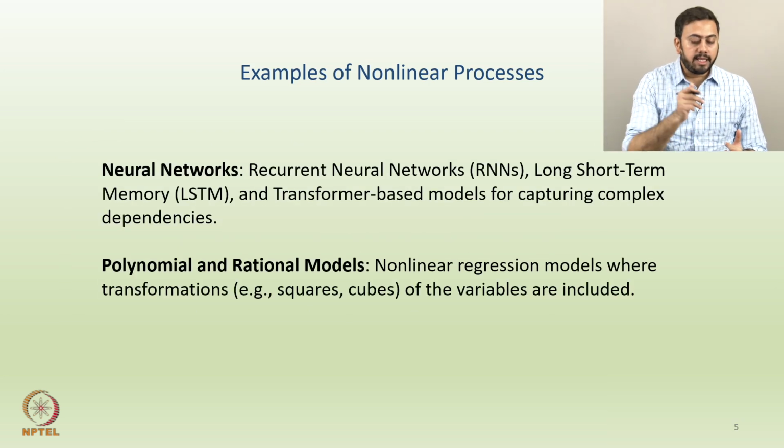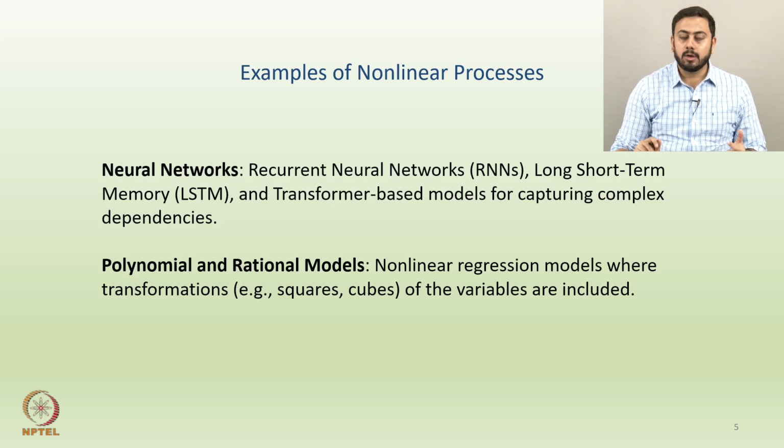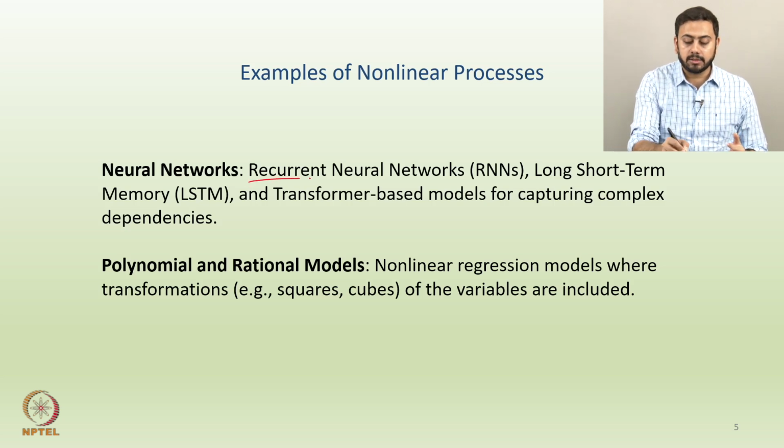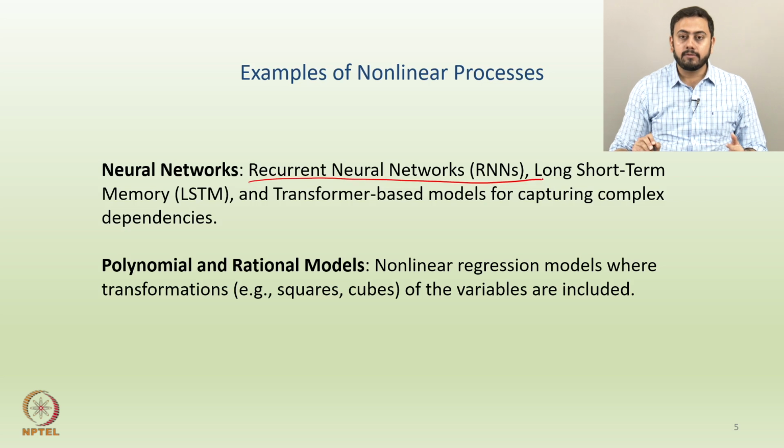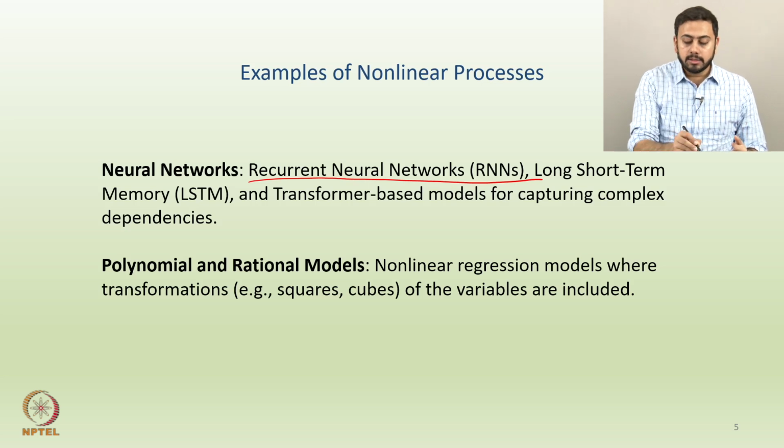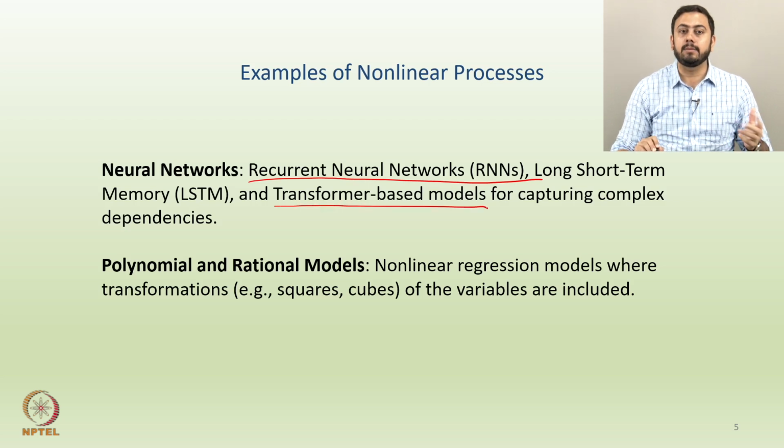Okay. The next example could be from neural networks. So, let us say all these are examples, right. So, recurrent neural networks. I am sure that almost all of you, or rather some of you, might have some confidence in analyzing neural networks, right. So, let us say RNNs or CNNs, or LSTM, long short term memory. All these are examples of neural networks, and neural networks are not linear models. I mean there has to be some non-linearity in the underlying model. Okay. So, let us say LSTMs, RNNs, or some transformer based models for capturing complex dependencies, etc.